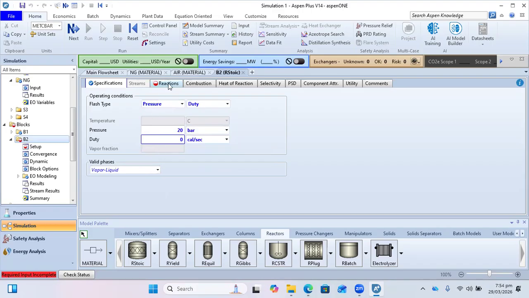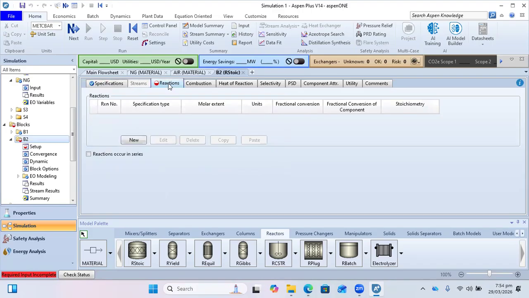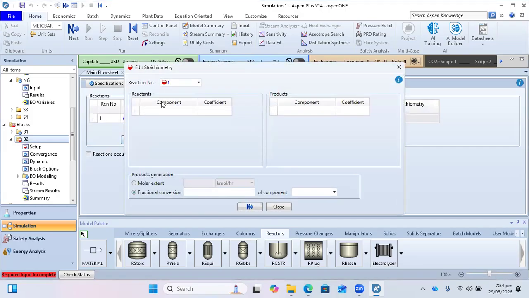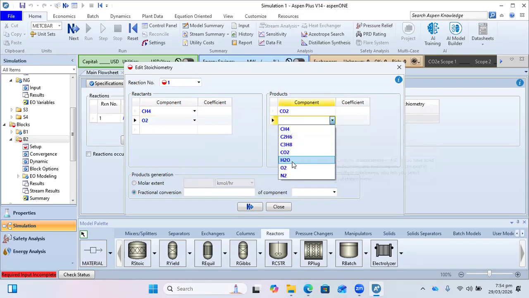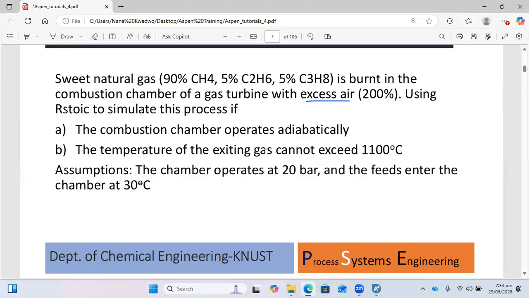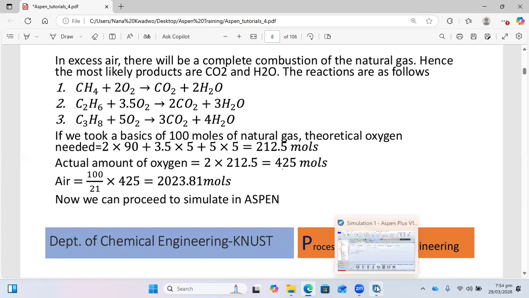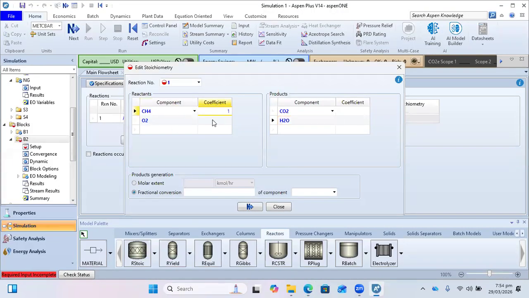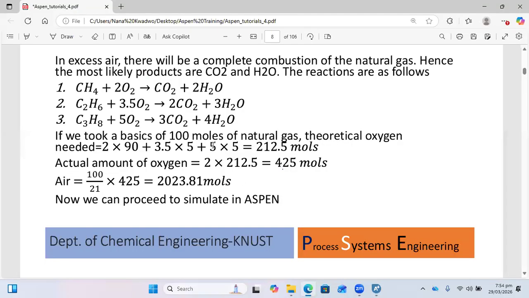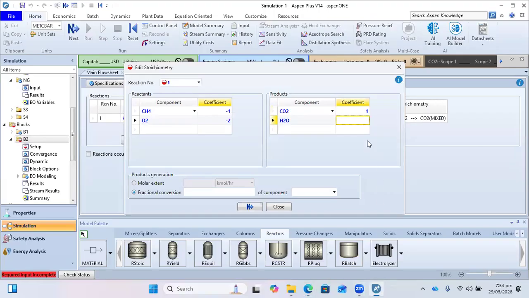Now, we'd have to go into the reaction tab and specify all the reactions. So for our first reaction, we have methane and oxygen, giving us CO2 and water, right? And we have the balance equations already here for us. So we can just put in the stoichiometric coefficients. So this was 1, this was 2. Remember, the negative is because it's a reactant. So Aspen does that automatically. And then CO2 and H2O, we had, I think it's 1 and 2 again. Yeah. So 1 and then 2.